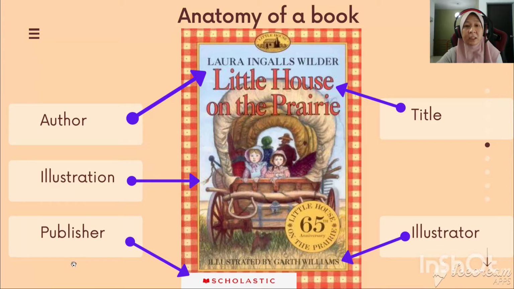Publisher is the company that produced this book. The company, or the publisher, for the book is Scholastic. Illustration is the picture that you can see on a book cover. And the author is the person who writes the book. The author of the book is Laura Ingalls Wilder. This is the front part of the book.